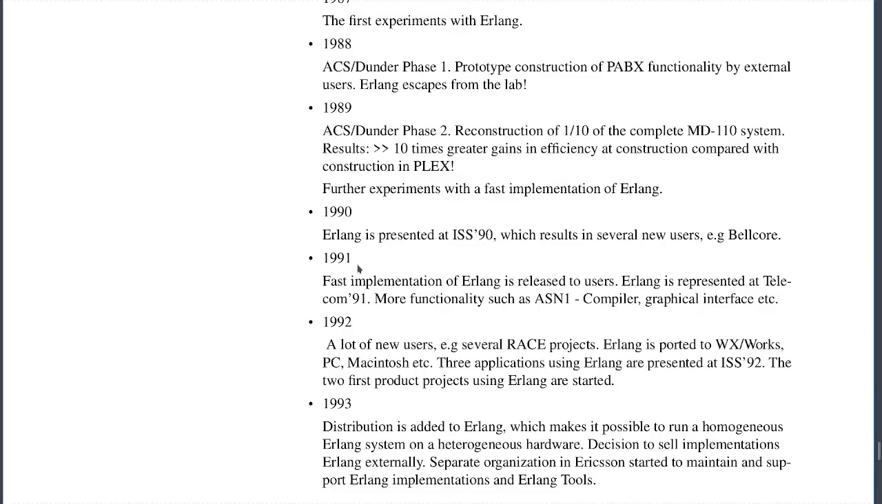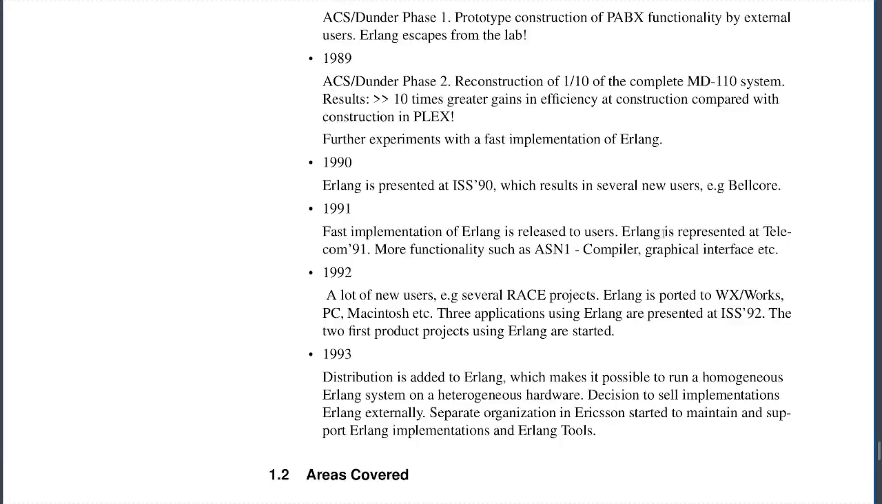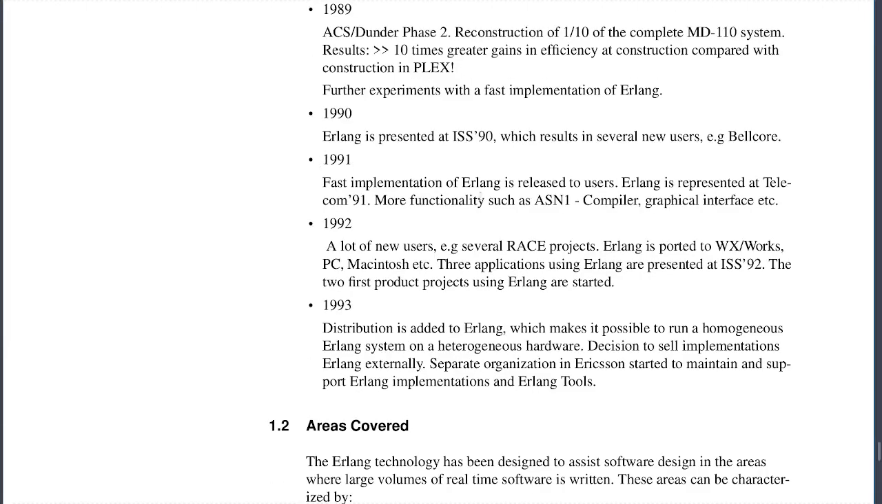In 1990, Erlang is presented at ISS 90, which results in several new users. In 1991, a fast implementation of Erlang is released to users. Erlang is presented at Telecom 91, and they add the first version of ISN 1, the compiler, graphical interface, and so on. In 1992, a lot of new users, and Erlang is ported to VxWorks, PC, Macintosh, and so on. Three applications using Erlang are presented.